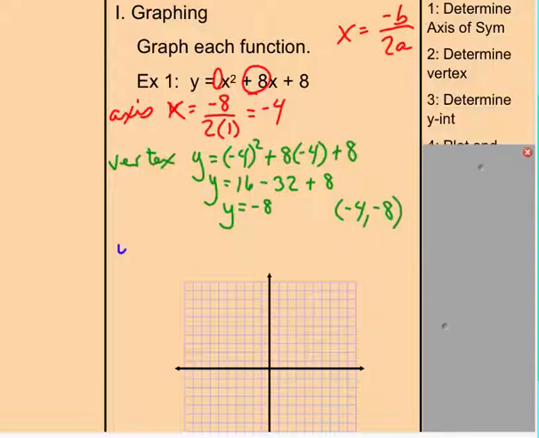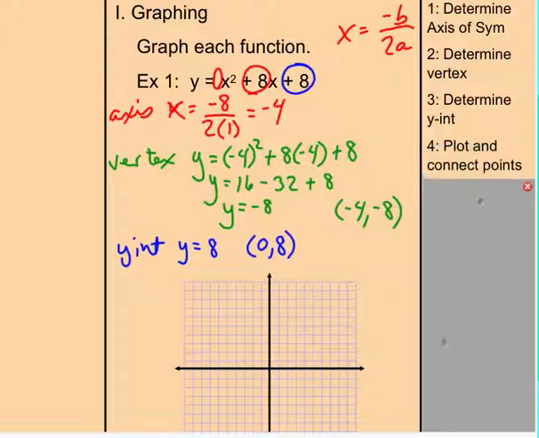Y-intercept, that's our quick one. We look at that constant for the function, meaning that one term that's not being multiplied by an x. So we get a y-intercept of 8 as an ordered pair, 0, 8.